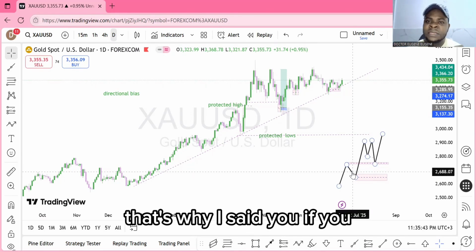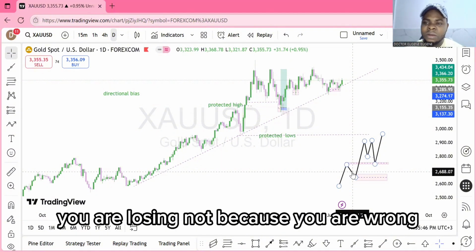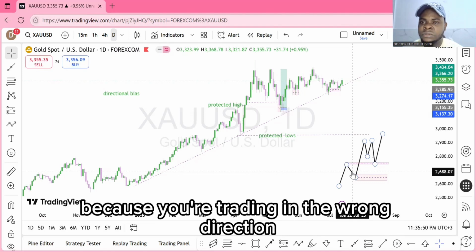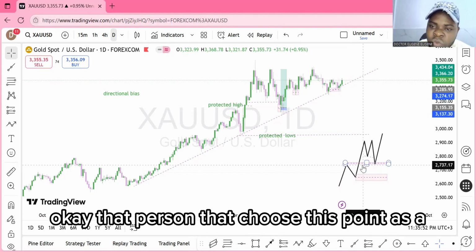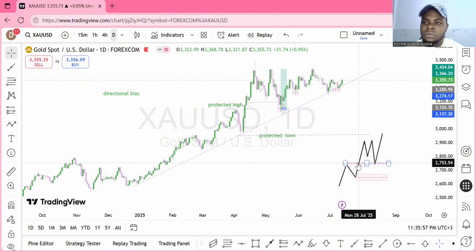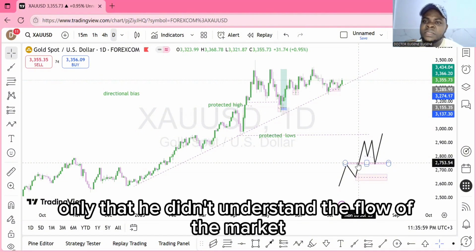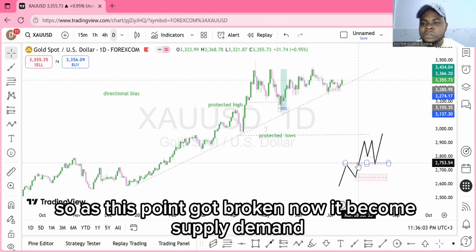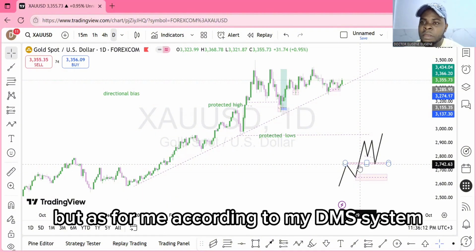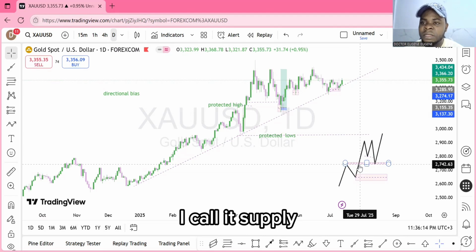That's why I said if you are losing, it's not because you are wrong, you're actually losing because you're trading in the wrong direction. That person that chose this point as a supply zone is not wrong, only that he didn't understand the flow of the market. As this point got broken now, it becomes supply demand. Some people call it a breaker block, but as for me, according to my DMF system, I call it supply demand.